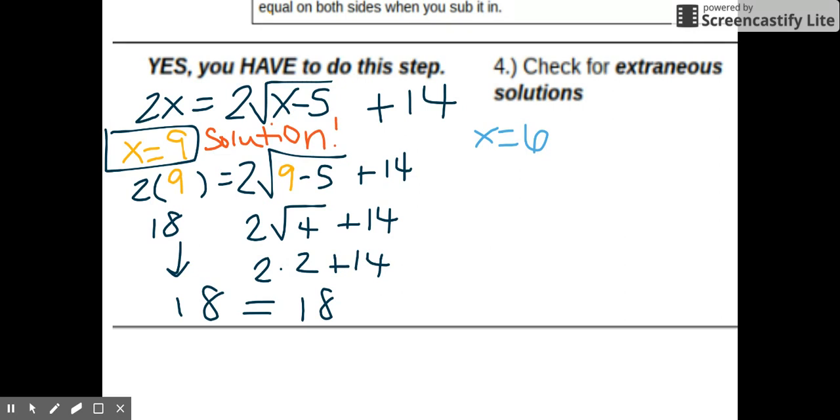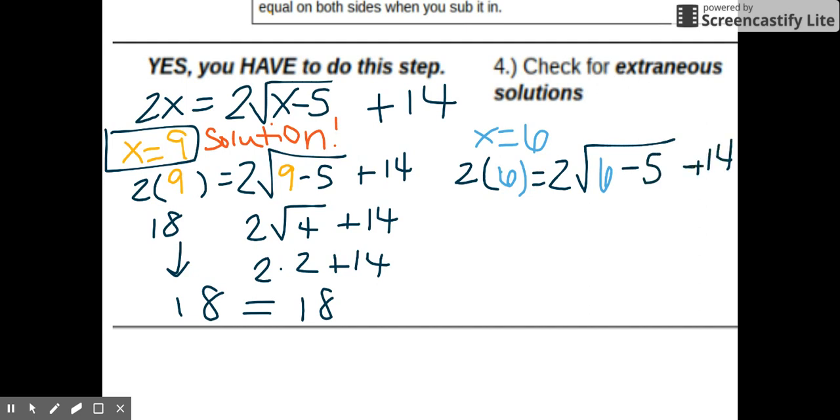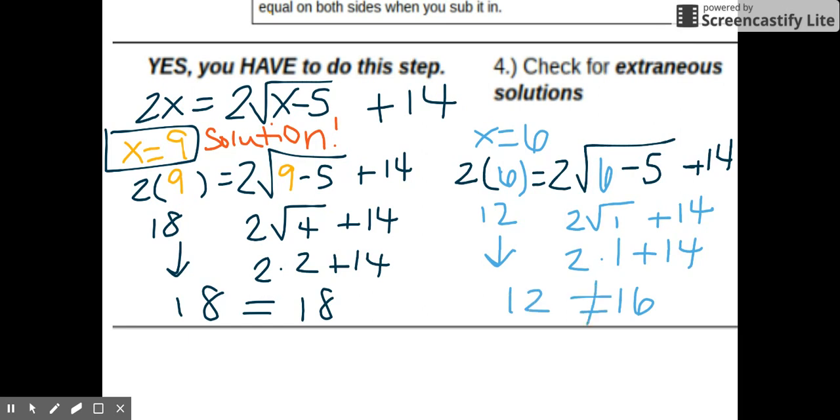Okay, now let's do the same thing with 6. So I've got 2 times 6 equals 2 square root of 6 minus 5 plus 14. Okay, again, one side of the equation first. So 2 times 6 is 12. Okay, now I'm going to do the other side. So I've got 2 square root, 6 minus 5 is 1. The square root of 1 is just 1. So I have 2 times 1 plus 14. 2 times 1 is 2, plus 14 is 16. 12 and 16, those are not equal. So that means x equals 6 is an extraneous solution.